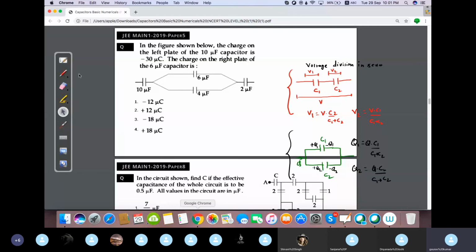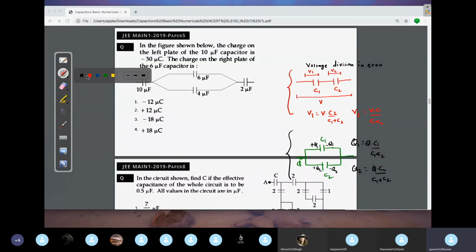Okay, I'll solve the question for all of you. See here, what is given? You know the meaning of left and right, right? This is your left, this is your right. What are they asking here? In the joining figure, the left plate of 10 — left plate means here — is given as minus 30 microcoulomb.